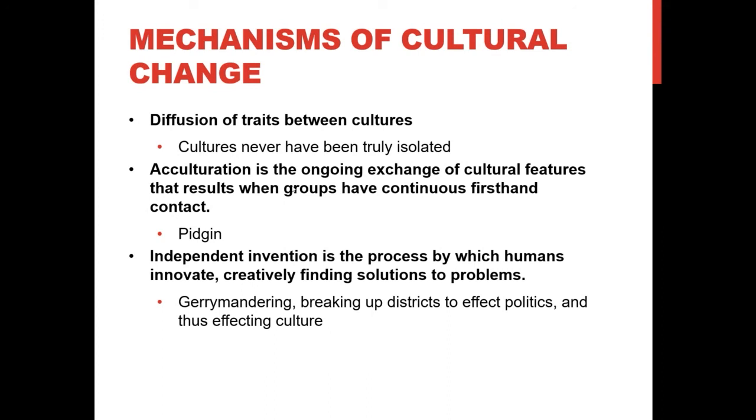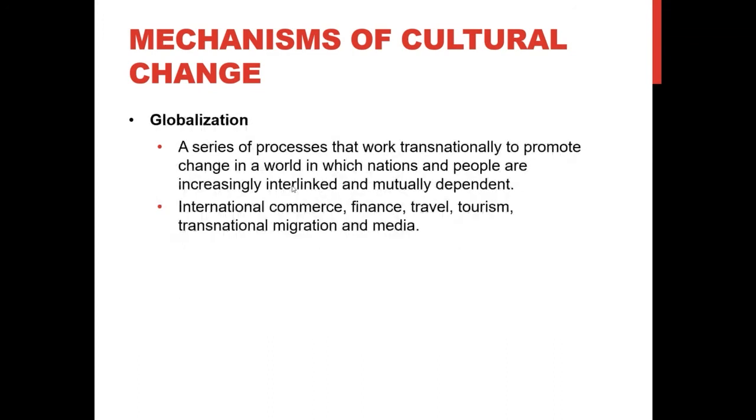Okay. Independent invention is a process by which humans innovate, creatively finding solutions to problems, right? So basically, when you find a solution to a problem, that's independently inventing. Very straightforward. And a great example of that is gerrymandering. If you've ever heard of gerrymandering, if you're into politics, what happens is politicians purposefully break up districts so that the voting is in their favor. Okay, that's a great example.